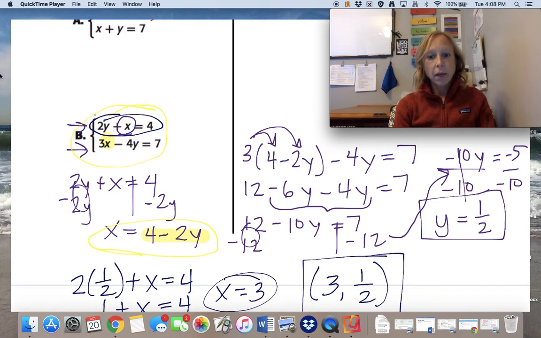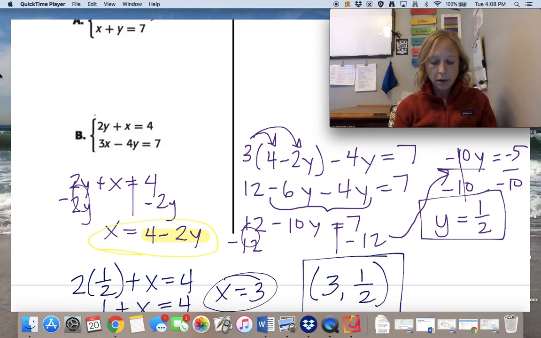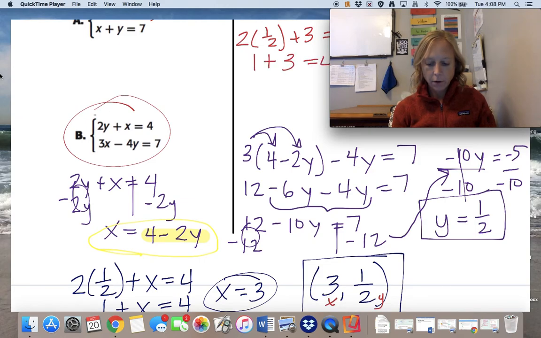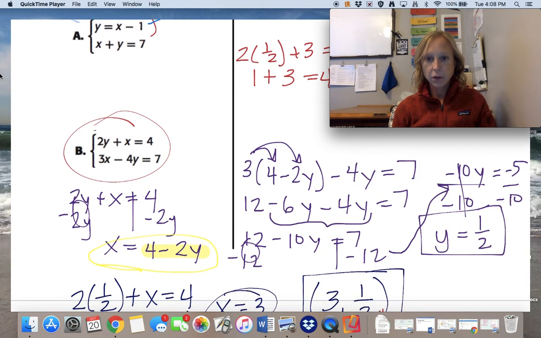So the algebraic way to test to see if 3 and 1/2 is the correct solution is to take that ordered pair and substitute it back into both of these equations. If it is the correct solution, both will come out to be true. So let's just check this one. I'm going to substitute 3 in for x and half in for y. So 2 times 1/2 plus 3 equals 4. Half of 2 is 1. Is 1 plus 3 equal to 4? Yes, it is. It's a true statement. Okay, so that means 3, 1/2 is correct for that one.